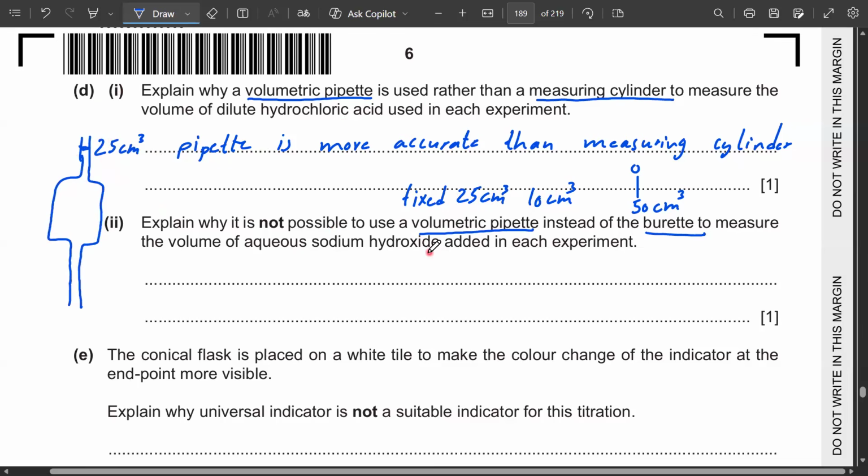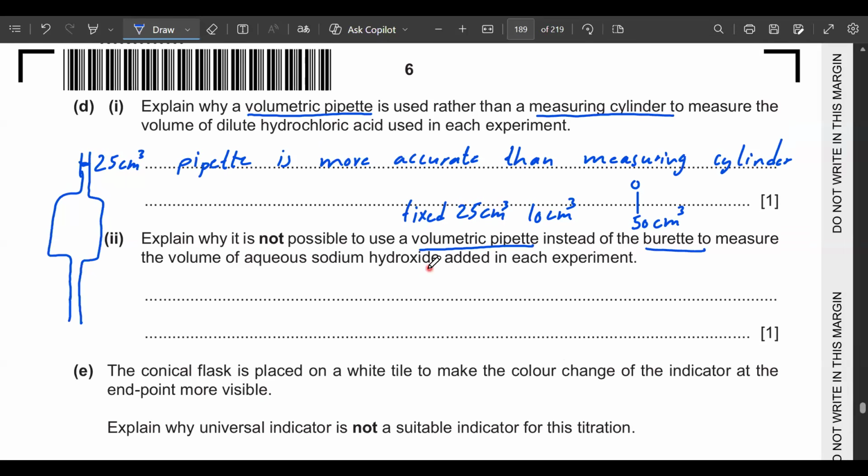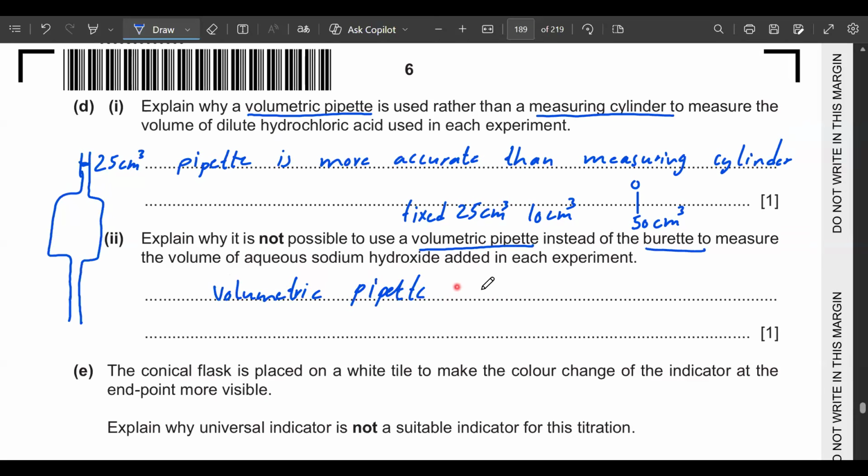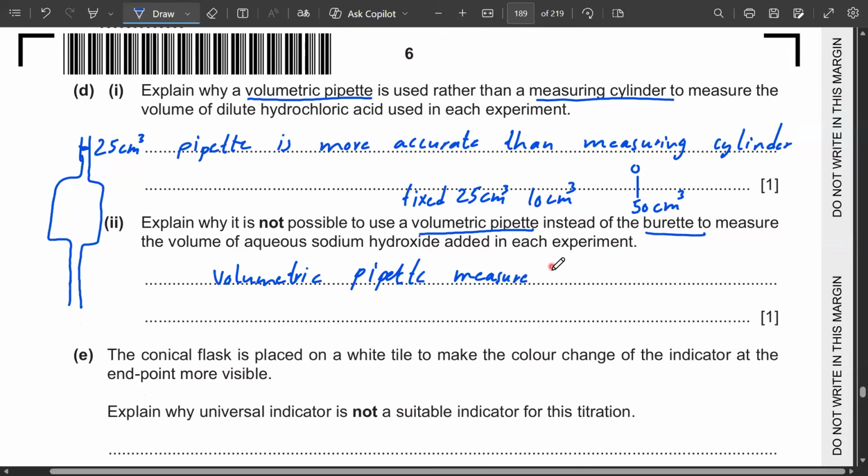So you cannot use the pipette for this purpose when there is a need to keep measuring the volume at multiple ranges and multiple variable volumes. So we will write: volumetric pipette measures fixed volume.